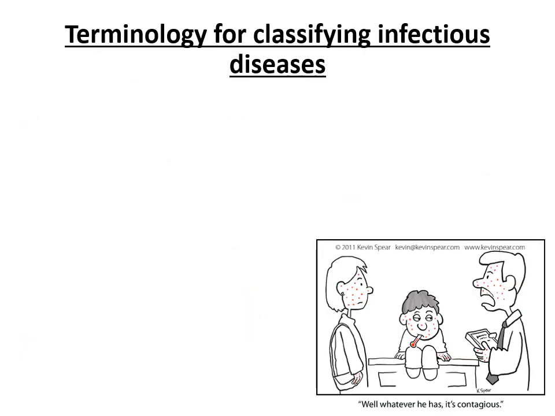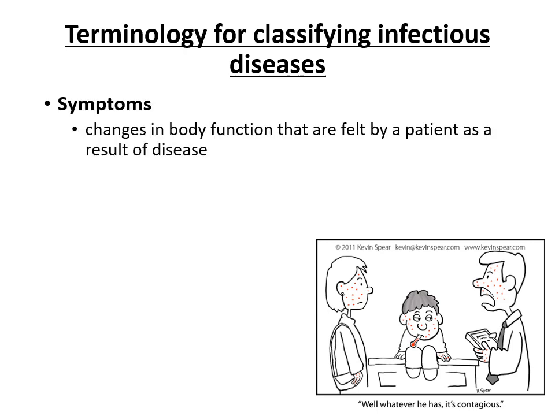Now, when we talk about these various infectious diseases, there's some terminology that you'll come across. This is another one of those slides where I'm sure at one point or another, you've all used or heard these terms, but you may not have known the true distinguishing aspects of the terms, or even if you were using them properly. So, the first term is symptoms. Your symptoms are the changes in your body function that are felt by a patient as a result of disease, meaning all of the things that you can visually see and feel due to having an infectious disease.